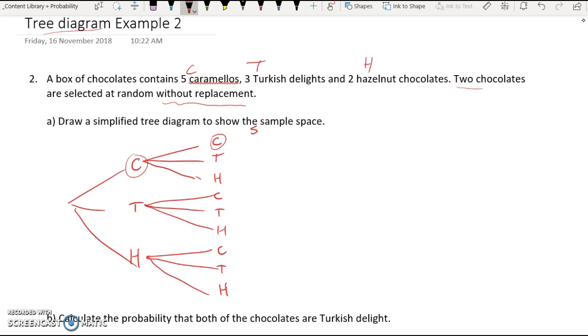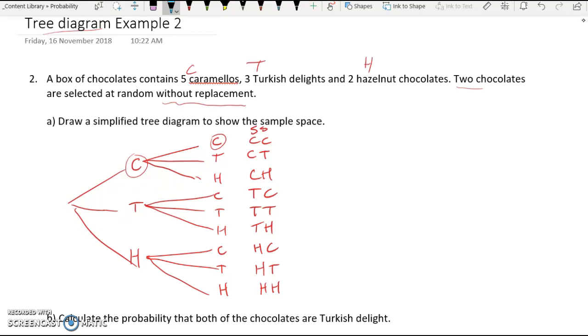We're going to show the sample space over here. So the sample space will be caramello, caramello, caramello, Turkish delight, caramello, hazelnut, then Turkish delight, caramello, so on and so forth. Now with the simplified tree diagram, we want to show all the probabilities on these little branches, I guess you'd call them in a tree diagram, would be the right thing to call them. Otherwise you'd have a tree diagram that would be massive and you wouldn't be able to fit it on.